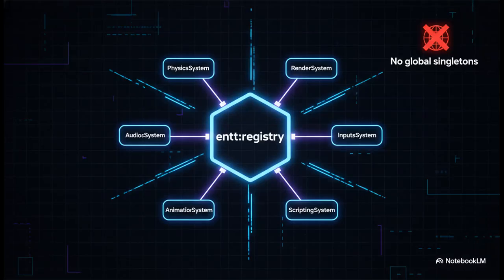Okay, so after configuration, the entire engine's initialization pivots around this single moment, the creation of the ECS registry. This entt::registry is basically the central database for our game world, and once it exists, it is explicitly injected into every single system that needs to touch the game world. This means no global singletons, just clear, centralized dependency injection.